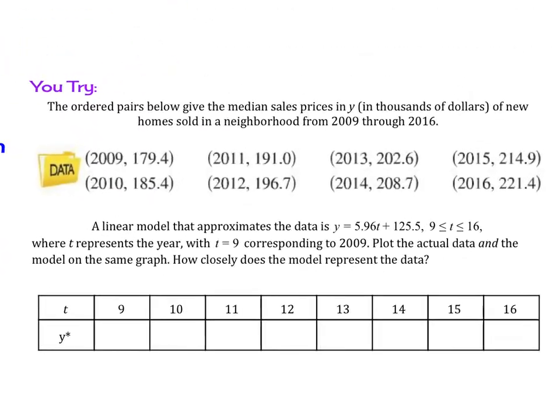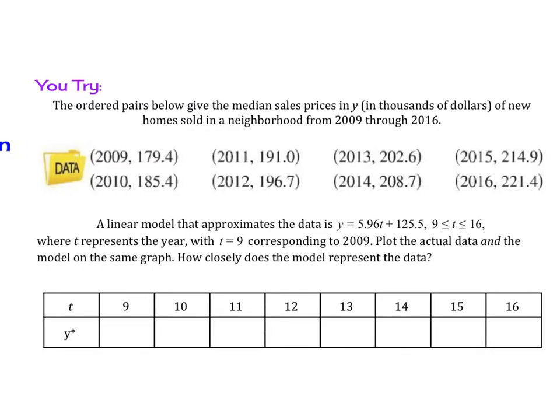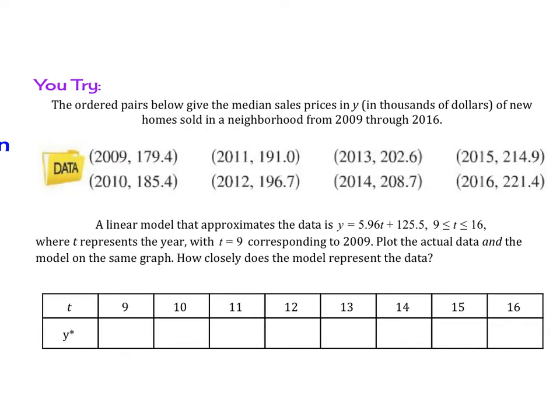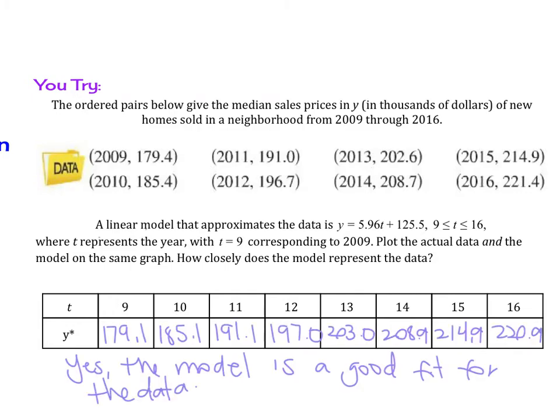You have the ordered pairs giving the median sales price Y, in thousands of dollars, of new homes sold in a neighborhood from 2009 through 2016. We have a linear model approximating the data here, and t represents the year, t = 9 corresponds to 2009. We don't need to plot the data, but just plug in the values and see how close it comes to our values here. Pause the video, try it out. If you tried it out, you would have gotten these values. And notice again that they're very close to the actual values. And so we can say that the model is a good fit for the data.